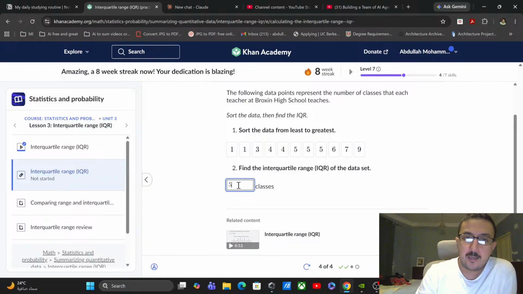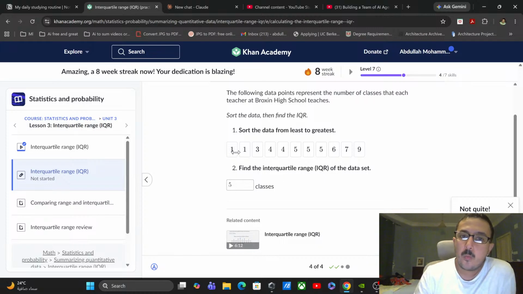So I got 5. 1, 1, 3, 4. Wait. It's a 5. This is the median. The median is 5. I got 5 here and 5 here. So I got 6 minus 3, 3.